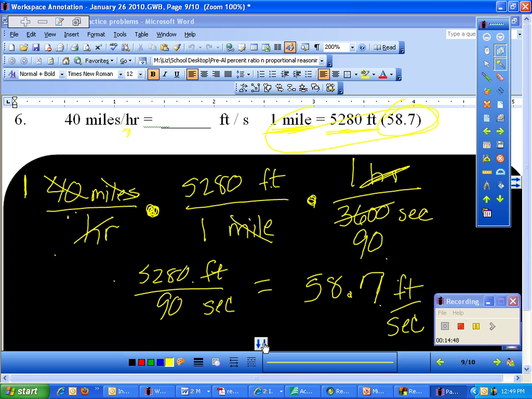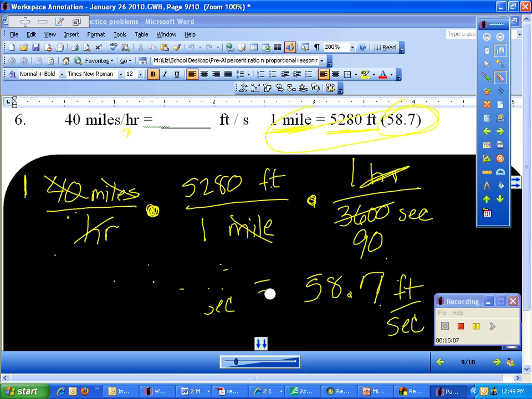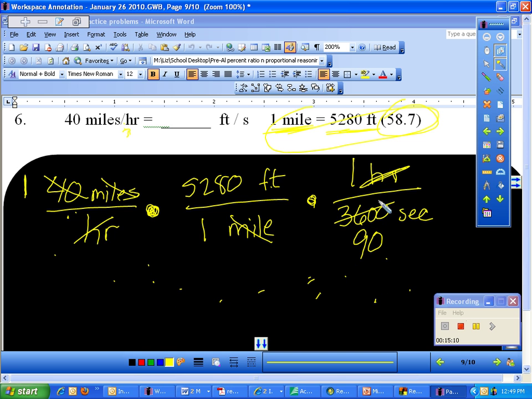I should also note, in case you're somebody that just doesn't like to cancel, you didn't have to do this canceling of this 40 and that 3,600. You very easily, somebody get a calculator handy for me so we'll do it the non-canceling way. Pretend that I did not cancel that 3,600 and that 40. So I'm just going to multiply straight across, 40 times 5280 times 1 all over 90. So what's the 40 times 5280?